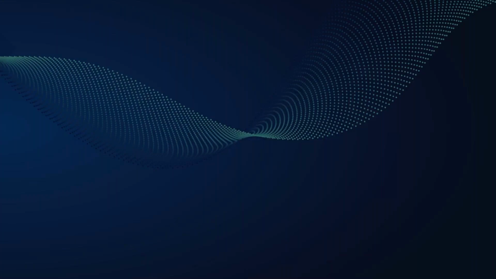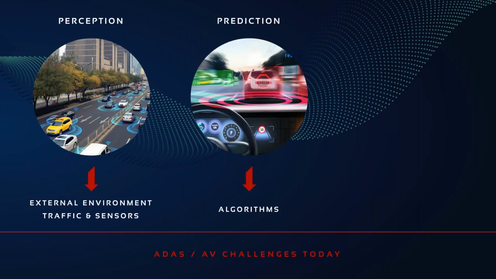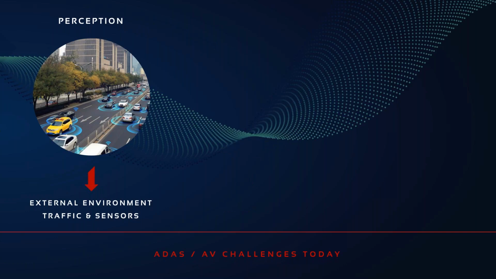If we go specifically into ADAS and autonomous vehicle development, automotive companies and suppliers must focus mainly on 3 specific challenging tasks. Perception. The car we are driving must be able to perceive the external world around it, made of other cars, other types of vehicles, pedestrians, sometimes animals, road work, that kind of stuff.